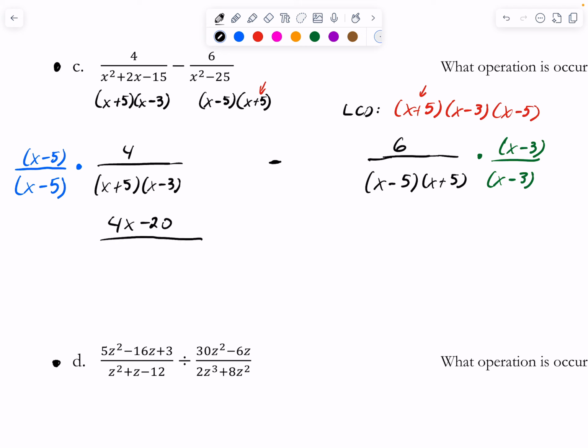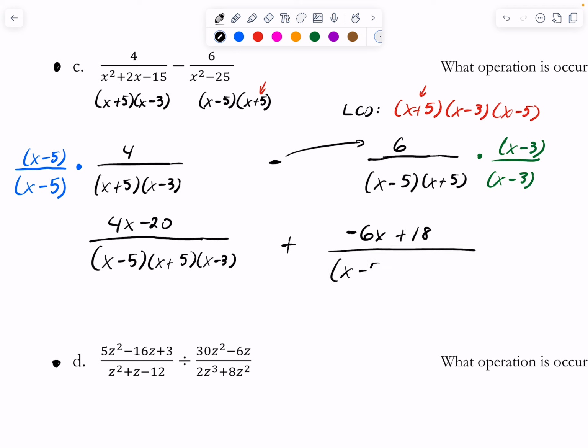So I'm going to write this all over x minus 5, x plus 5, x minus 3. And then what I'm going to write is plus, but I'm going to take this negative and distribute it with the 6. So negative 6 times x is negative 6x, and negative 6 times negative 3 is positive 18. I would recommend that. It'll save you steps and turns it to addition, which is always simpler.